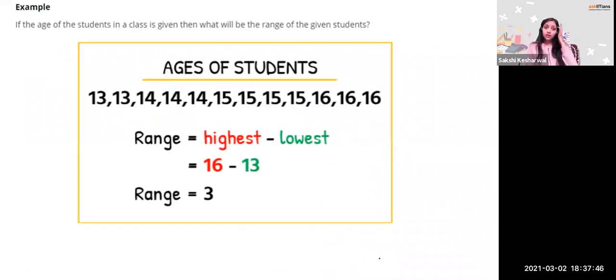Now let's take an example. If the ages of the students in the class are given, what will be the range of the students? Take an example: 13, 13, 14, 14, 15, 15, and 16. So what is the minimum?